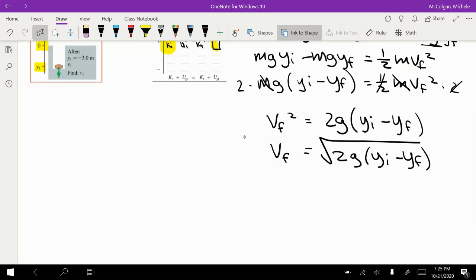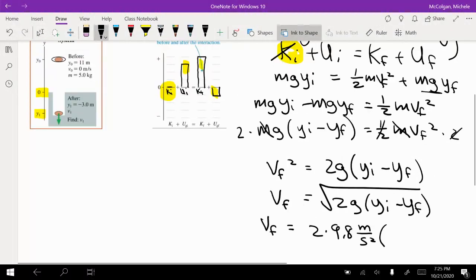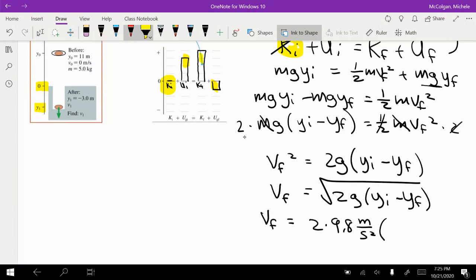And so plugging in my numbers, I'm going to have v final is equal to the square root of 2 times 9.8 meters per second squared times my initial height, which was 11. Right over here. These are my givens and finds that I didn't write, but were written for me. And then my final is -3. So that's what I'm going to plug into my equation. So I'm going to have 11 meters minus a -3 meters.